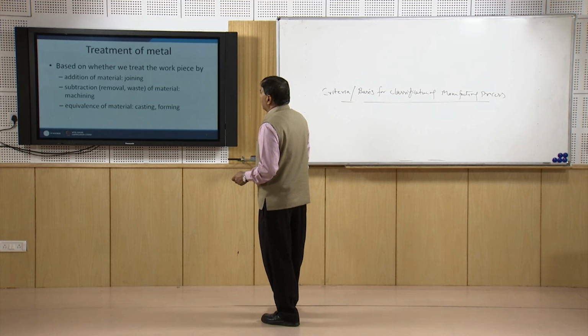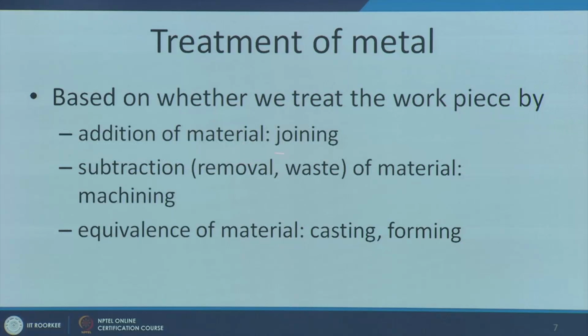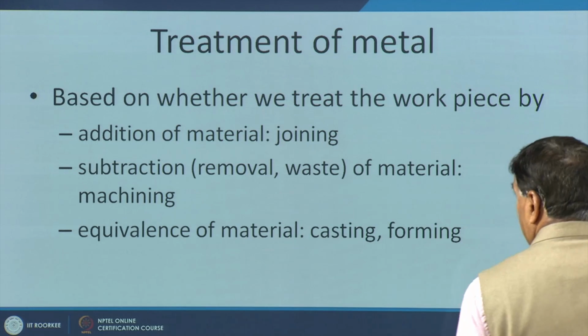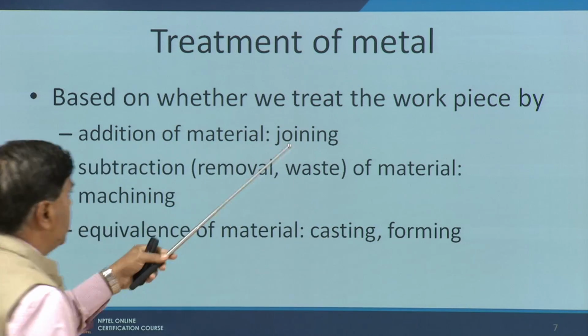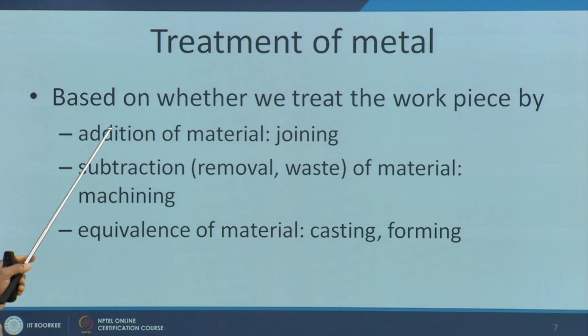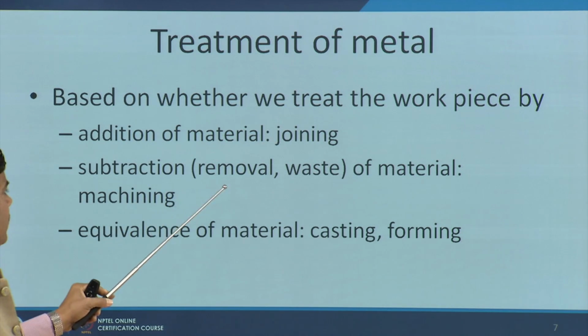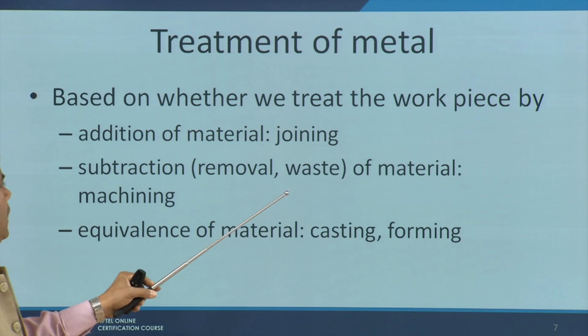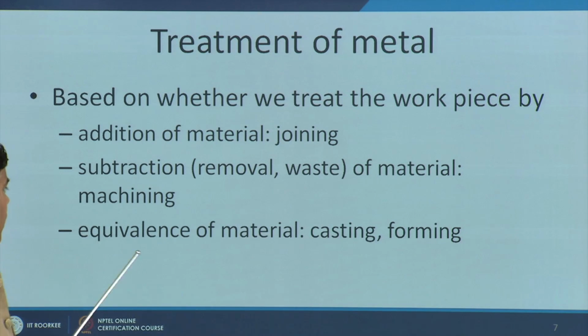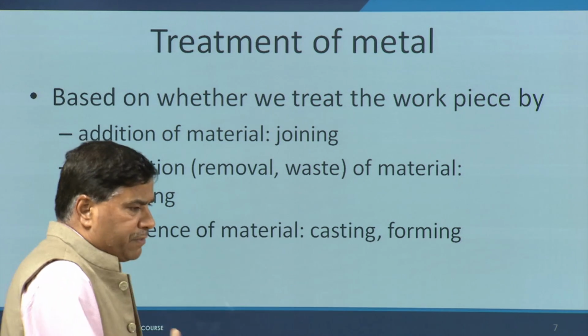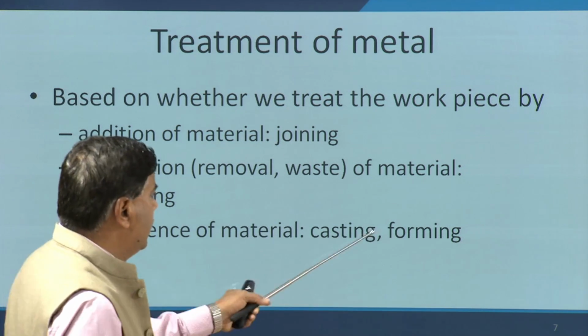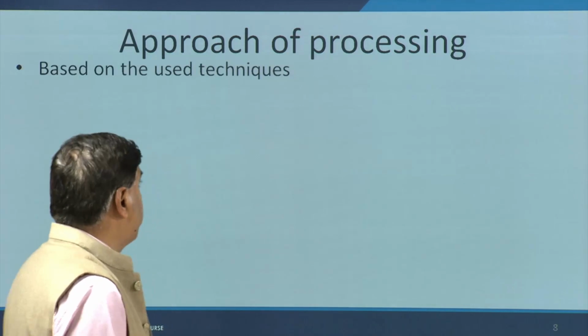So, this grouping was based on the treatment of the material, how the work material is treated in the course of manufacturing. Addition of the material is involved in joining, subtractive processes involve the removal of the material, like in machining, and the equivalence of the material involves shifting of the material from one region to another, like in casting and the forming processes.